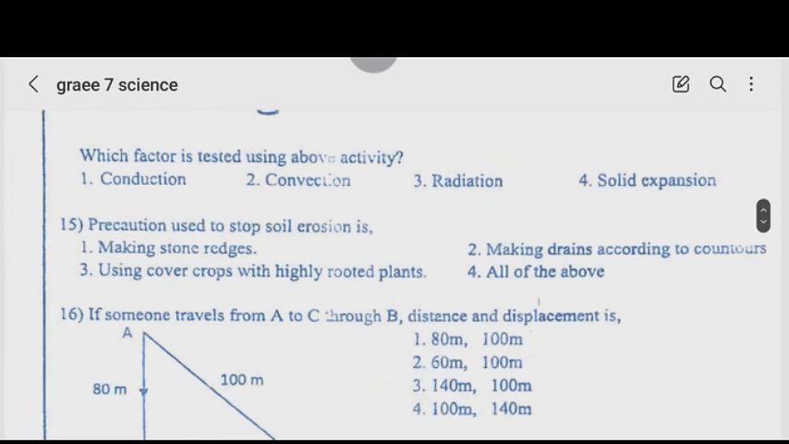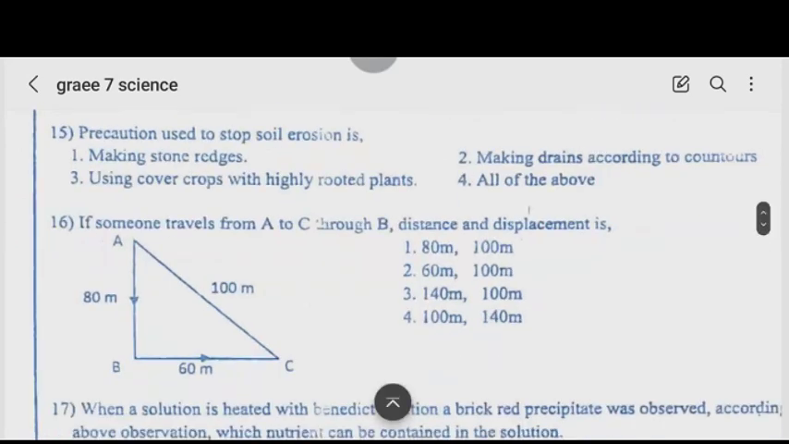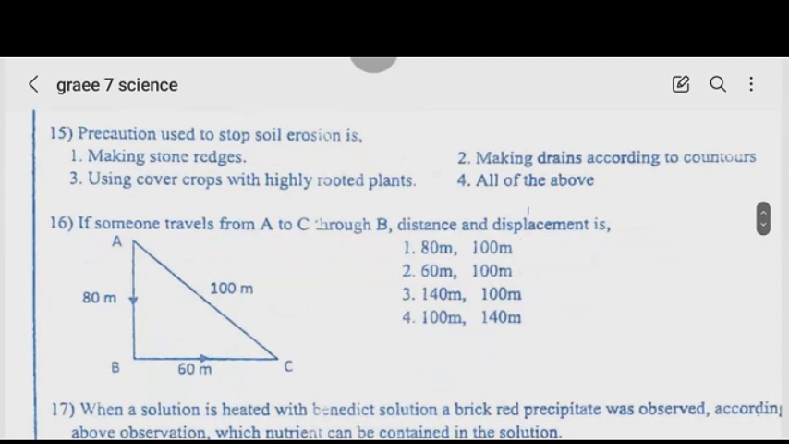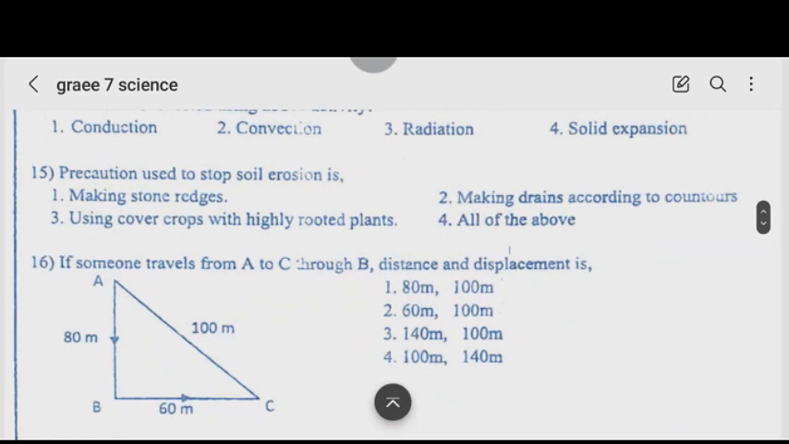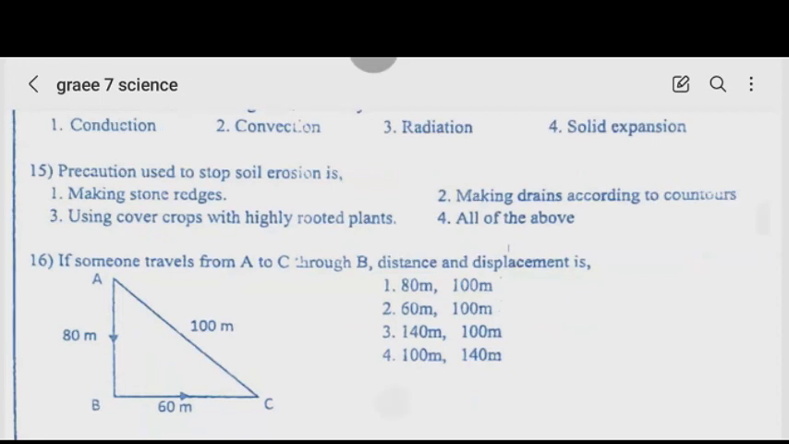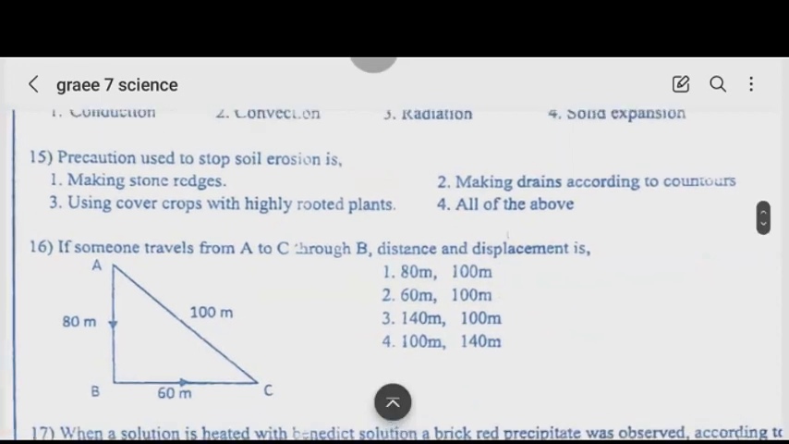Right. For the 15th one, precautions used to stop soil erosion. Today we discussed, no? Actually, you can stop the soil erosion by doing what? Let's read all these things. Making stone bridges, making drains according to contours, using cover crops with highly rooted plants, all of the above. Of course, all of the above three things you can do to stop soil erosion.